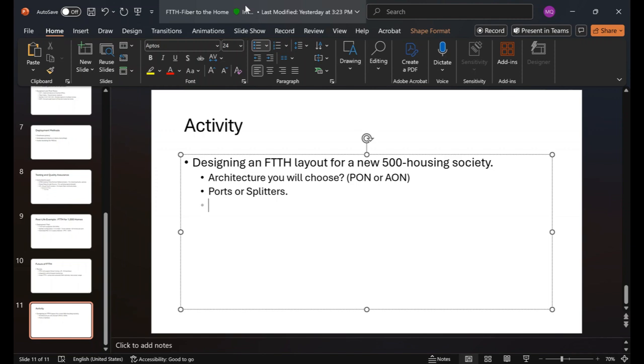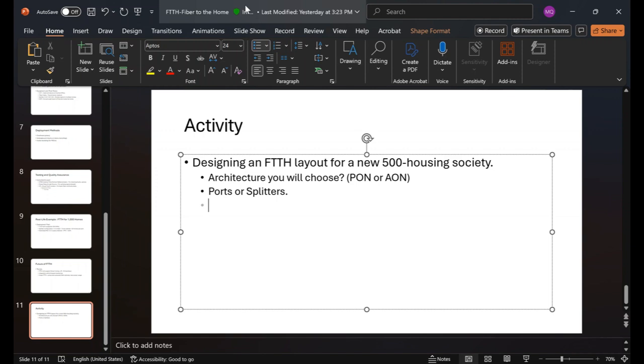So key takeaways of both the lectures: FTTH uses fiber and light to deliver unmatched speed. PON is cost effective, scalable, and widely used. Critical components include OLT, splitter, ONT, and fiber. Deployment planning and testing are vital. FTTH is a building block for smart cities and digital economies.